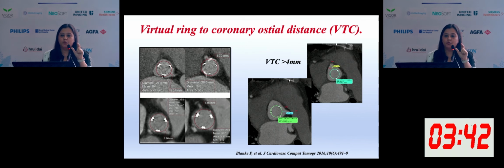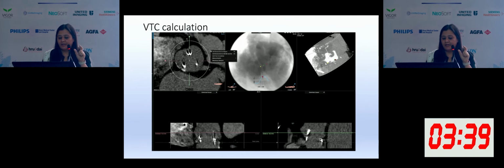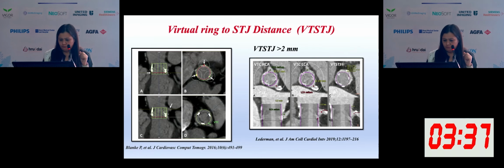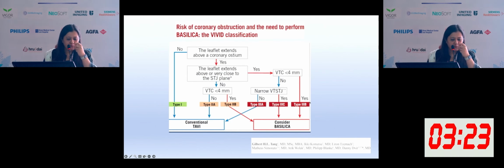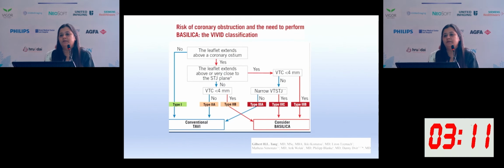Once you have a VTC of more than 4, the next point you are going to look at is the STJ, the virtual ring to sinotubular junction distance. This is also done in a similar manner at the level of the sinotubular junction. A cutoff of 2 mm is important to note here. Why this is important was already discussed by our previous speakers. A VTC of less than 4 and a VTSTJ of less than 2 might need BASILICA. So this is very important to know.